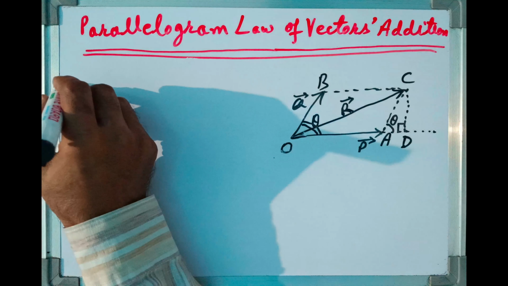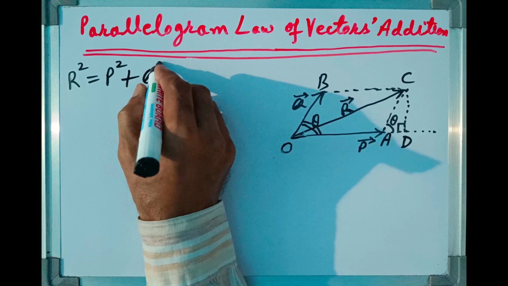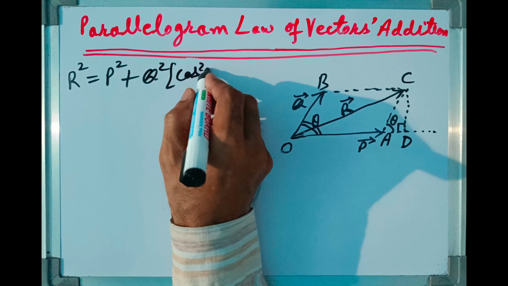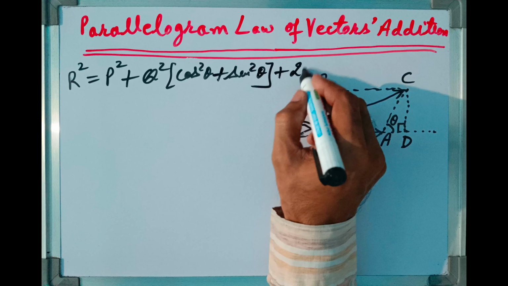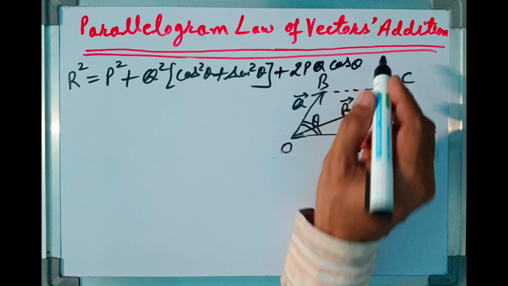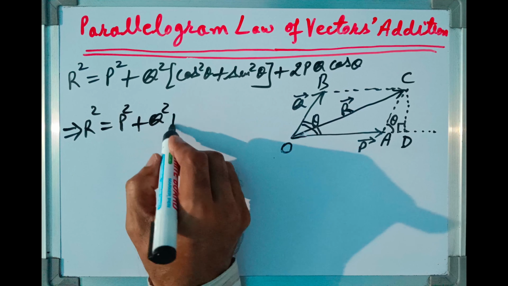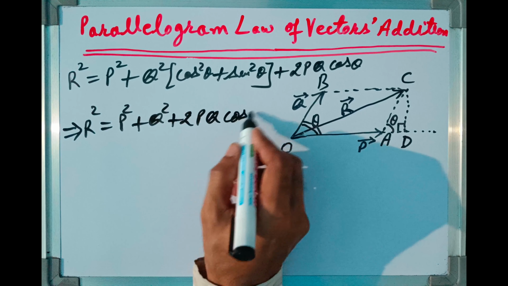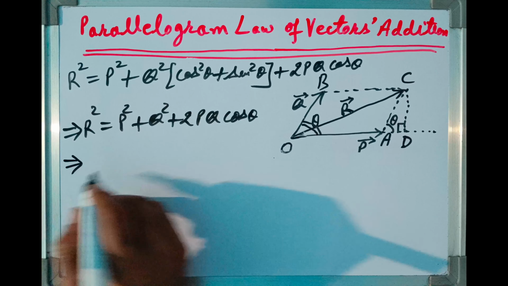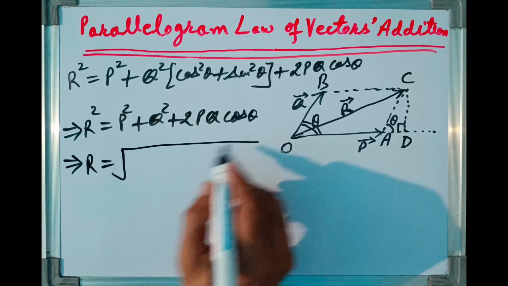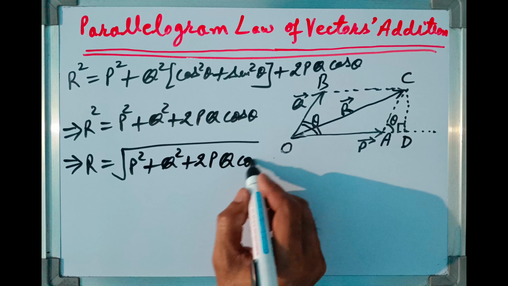The right hand side of the previous equation can be simplified as P square plus Q square as common, (cos square theta plus sin square theta), plus 2PQ cos theta. This can be written as R square equal to P square plus Q square plus 2PQ cos theta, because this bracket is nothing but 1. Cos square theta plus sin square theta is always 1. From this I can write the value for R as the square root of P square plus Q square plus 2PQ cos theta.